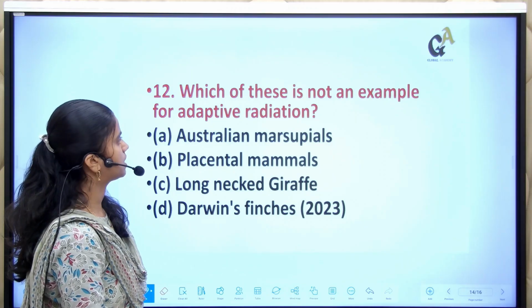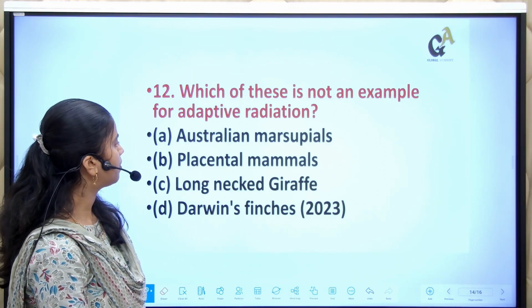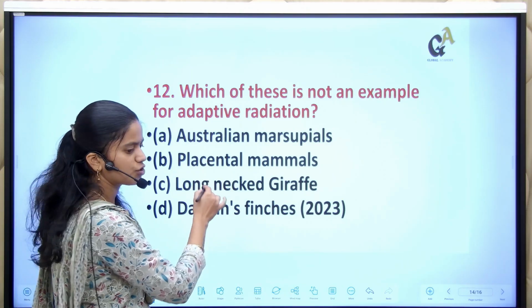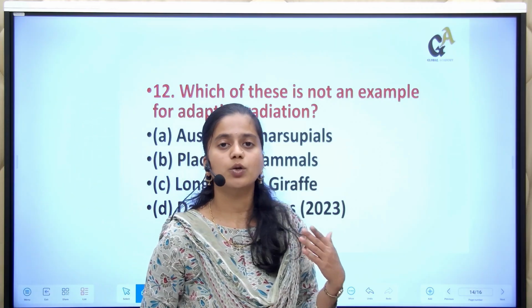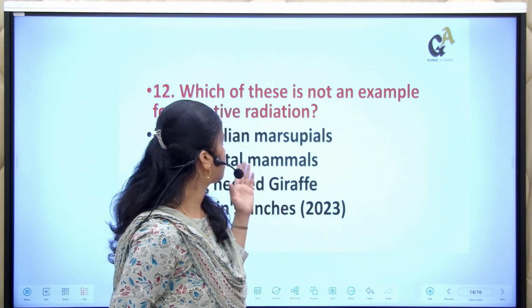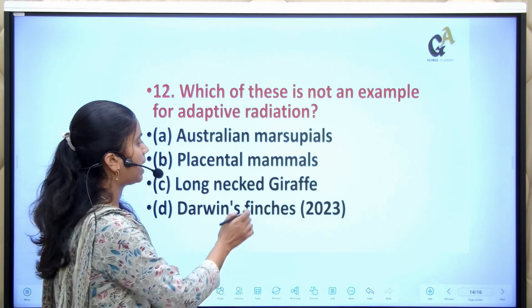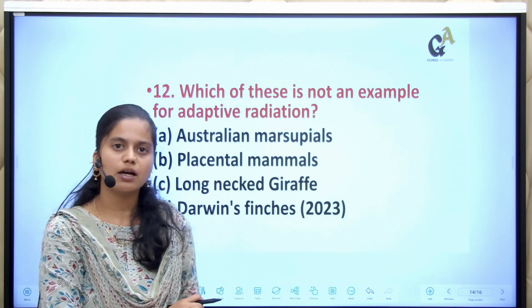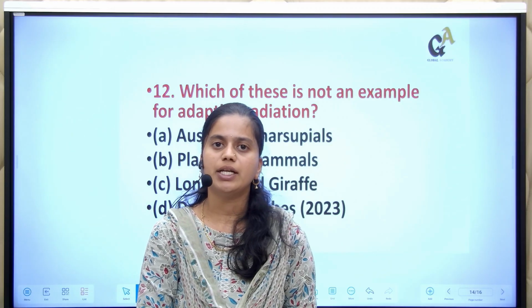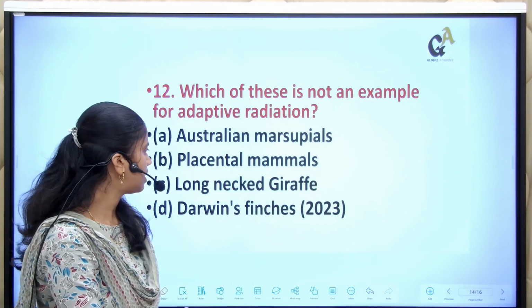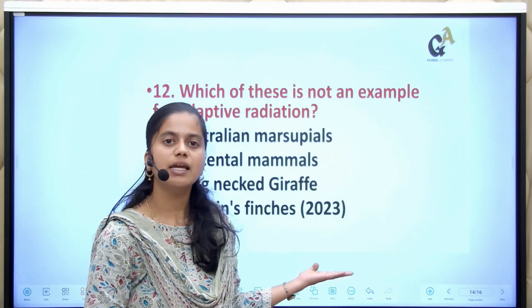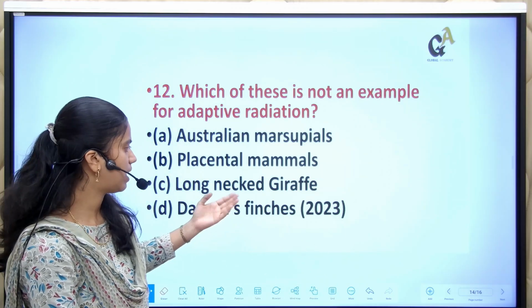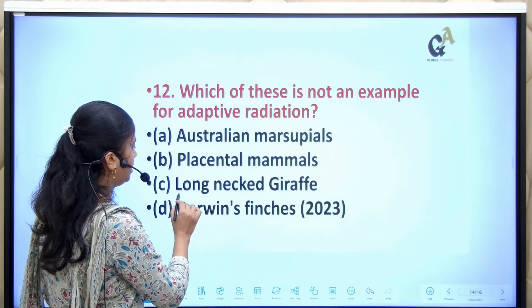Which of these is not an example of adaptive radiation? See, Australian marsupials are a good example of adaptive radiation. Placental mammals are also an example of adaptive radiation in different habitats. Whereas Darwin's finches have also been studied under adaptive radiation. It is also a good example of adaptive radiation.